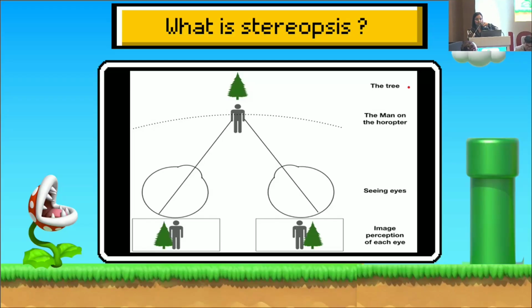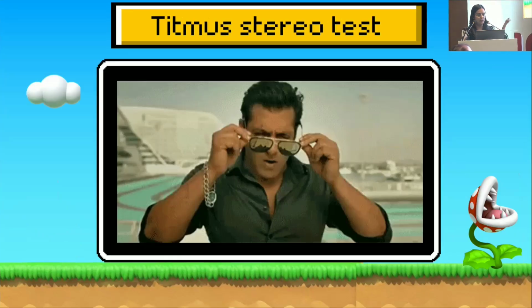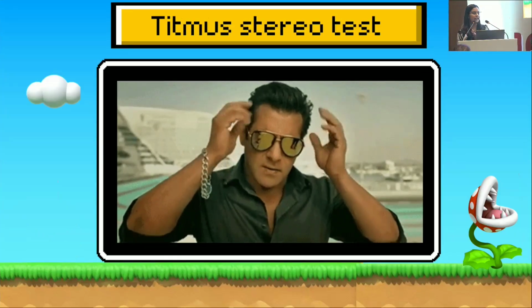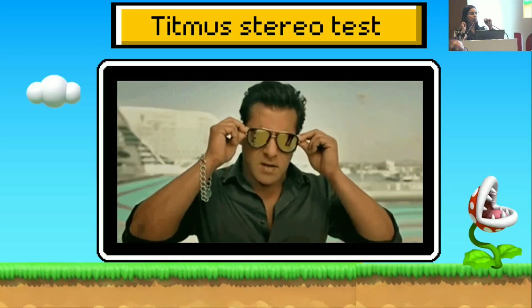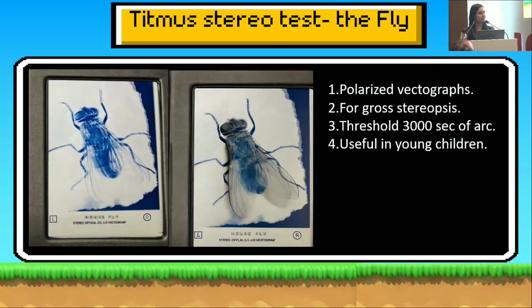So there are many tests that can be used for stereopsis. One such test was demonstrated by ma'am, using both eyes. The other test includes the very famous fly. So let's get into the Titmus stereo test. Wear your polarized glasses and enter into the test. There are 3 sections of the test.